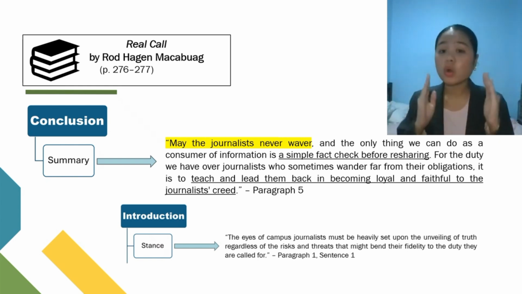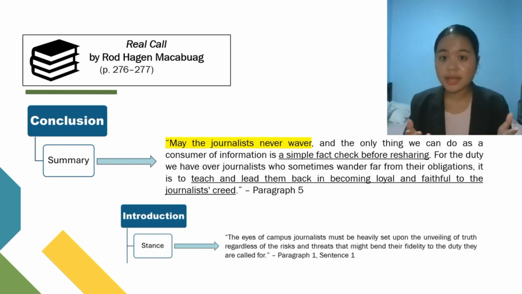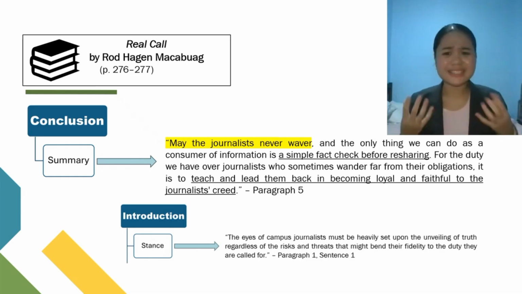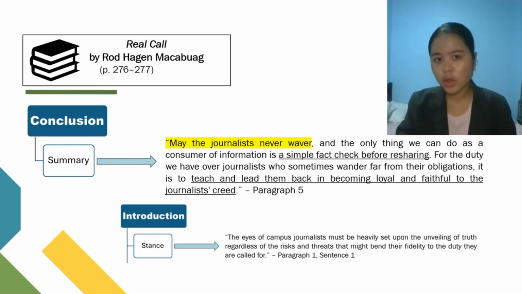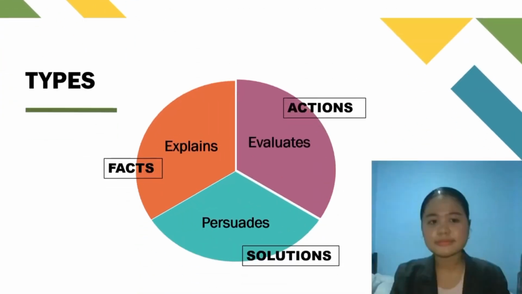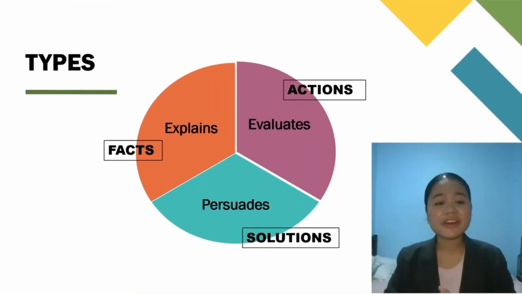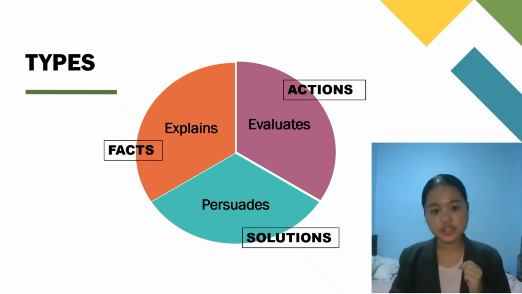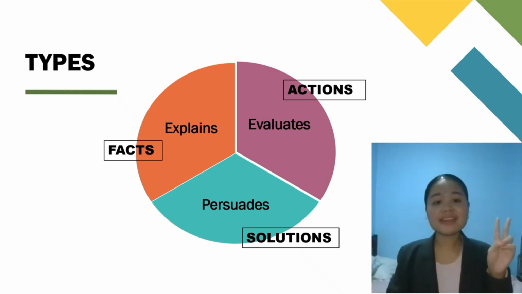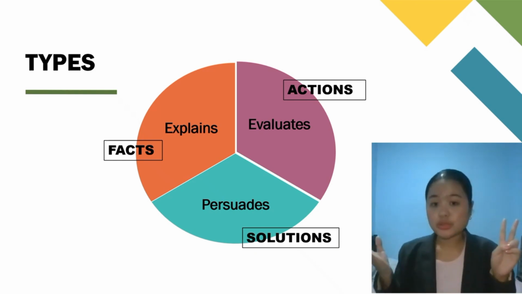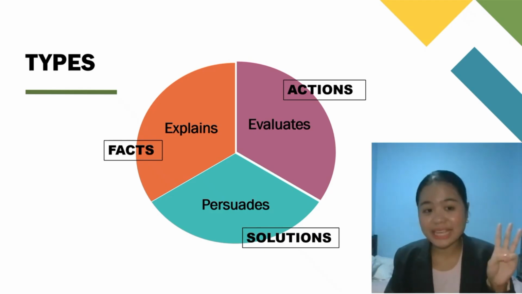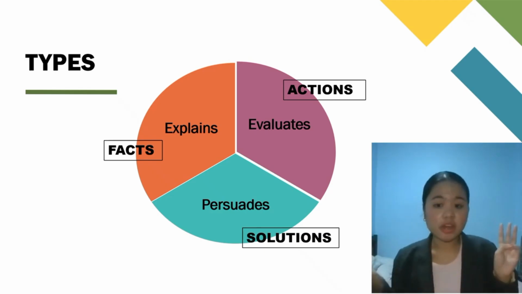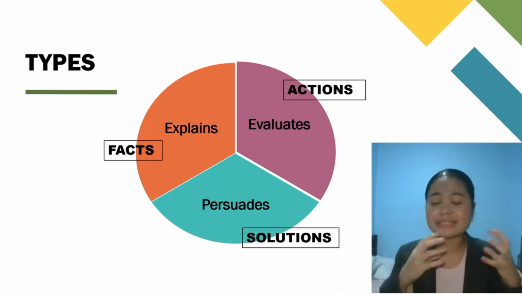So now that you're familiar with the structure of an editorial, you may be asking, teacher, are all editorial articles the same? Do they fulfill the same purposes? The quick answer is no. Here, you can find 3 types of editorial. There's one that evaluates, and if an editorial evaluates, you focus on the actions. Another that persuades, and if it persuades, you focus on solutions. And another that explains, and if you explain, you focus on facts. Let's look closely at each type.